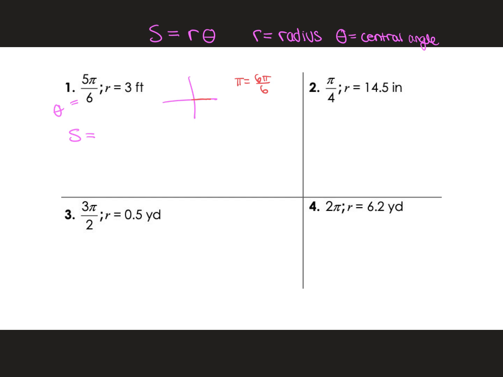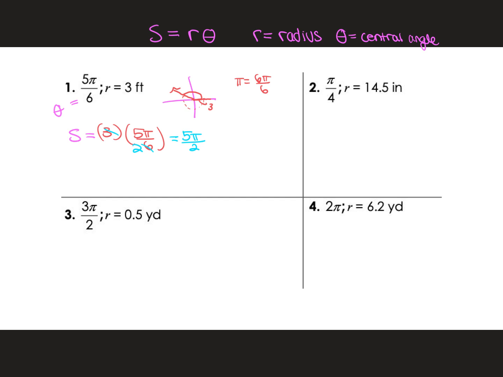So I know that this angle will be somewhere in this quadrant. I just want to emphasize that first. Then it would be this circle with a radius of 3. That's the way it would look visually. So we would do 3, because that's our radius, times 5 pi over 6. Then the 3 will cancel with the 6, and this will be 5 pi over 2.